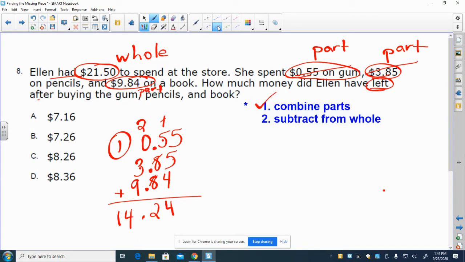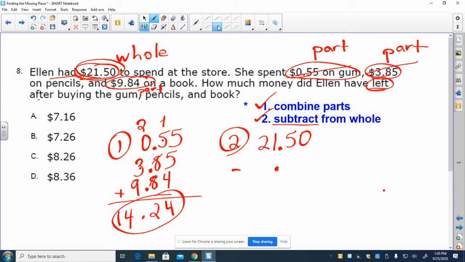Combine the parts. Step 2, subtract from the whole. The whole thing in this problem is the $21.50 that she walked into the store with. We are going to subtract and line up the dot. Give it all you've got. We're going to subtract this $14.24 here.